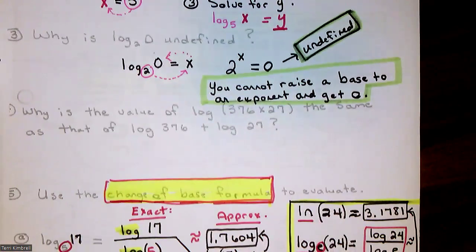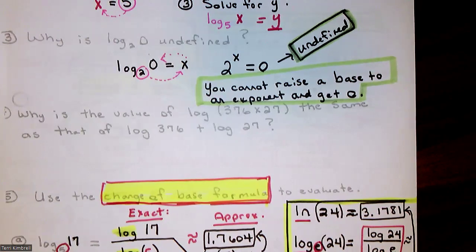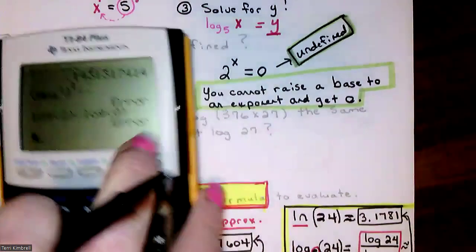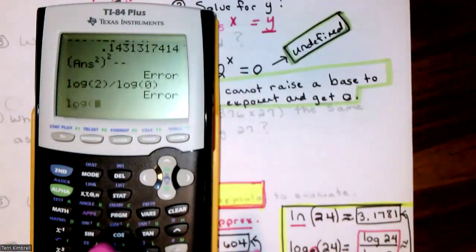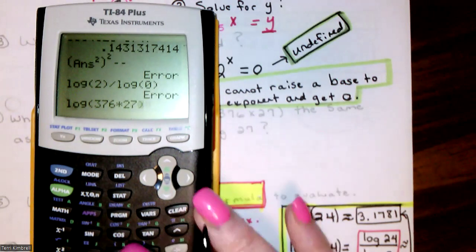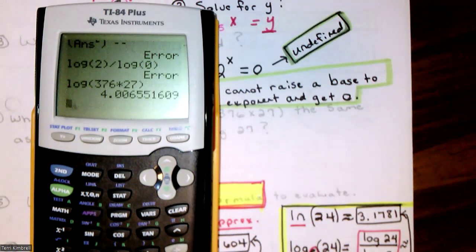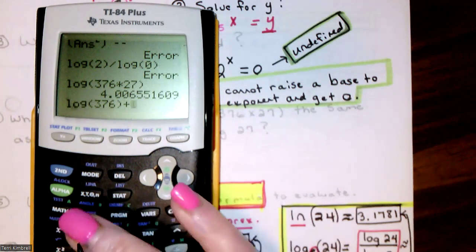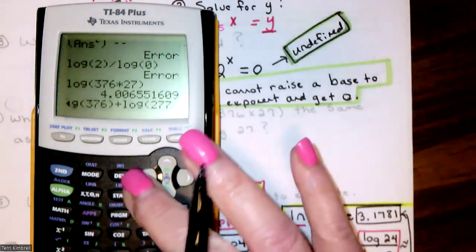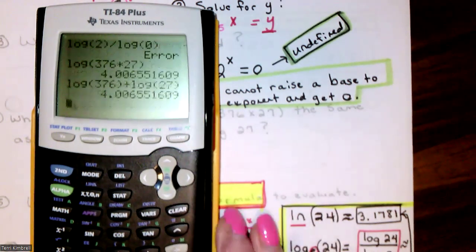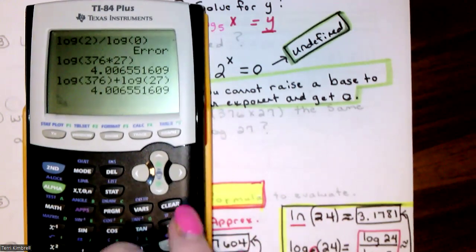Okay, is the value of log of 376 times 27 the same as that of log 376 plus log 27? If you type those in, we can check and see if we have the same values. That would be the first one, and then I'm going to expand those. Whoops, that's just 27. Okay, and I get the same decimal here.